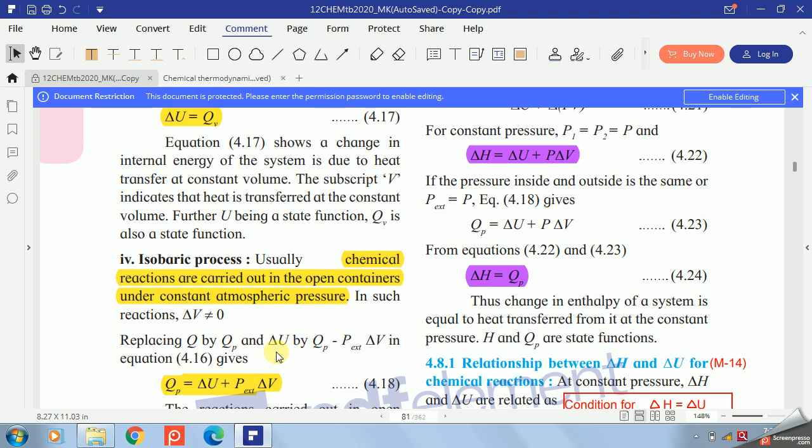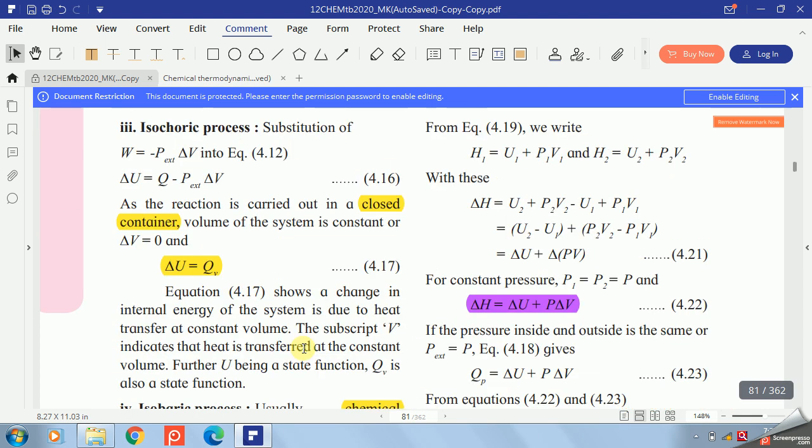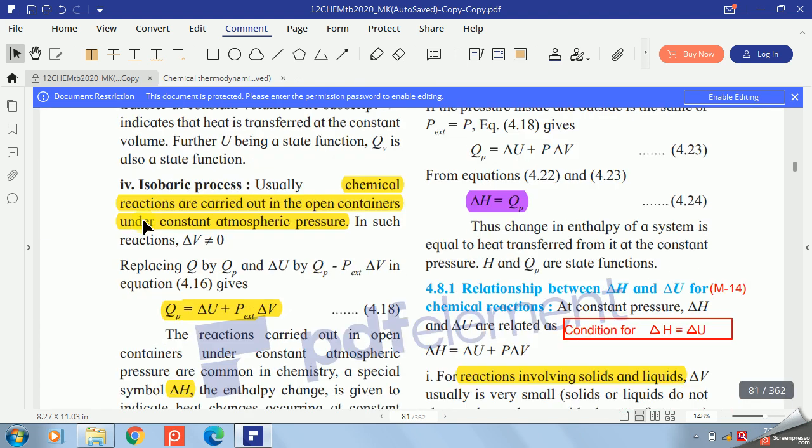And your delta U is equal to Q_P minus P_ext into delta V. So if you rearrange the equation, it becomes Q_P is equal to delta U plus P_ext delta V.